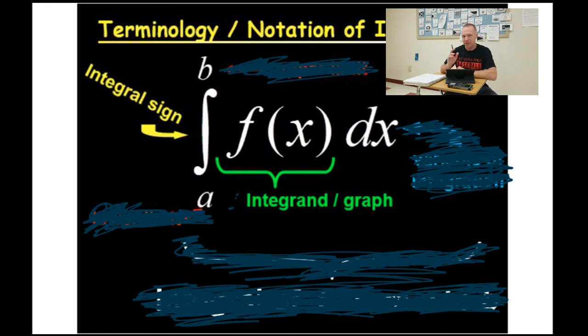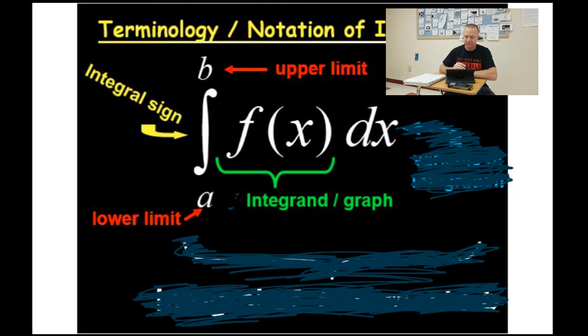What else do we have? I bet you could guess what a to b is. It's like we've already seen, but we have a name for a. We call it the lower limit. And we have a name for b, the upper limit. Generally, we call a and b the limits of integration. Now, we're not using the word limit like we did in the beginning of the year. It's not like it's an intended value, but it is the boundaries of our integral, the lower and upper limit.